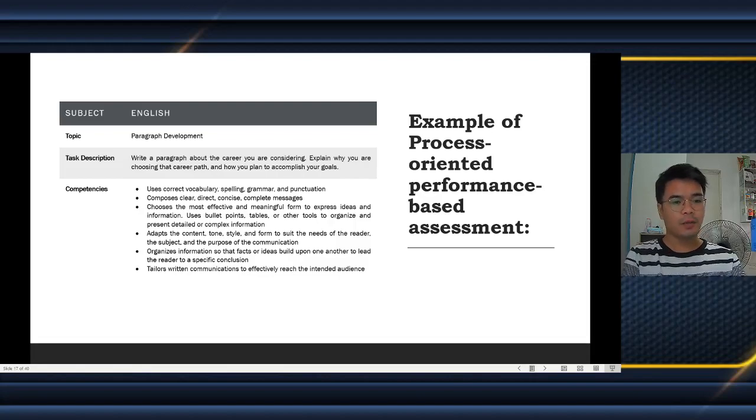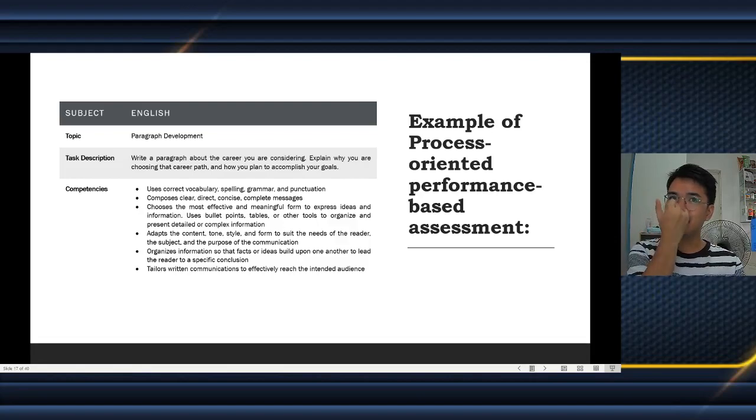All right, so the next slides will show you some examples of a process-oriented performance-based assessment. So this one, paragraph development here in subject which is English, and then the task description is writing a paragraph about the career you are considering, explain why you are choosing the career path, and how you plan to accomplish your goals. So that's the task description of the process-oriented performance-based assessment. Paragraph development. Now, why is it process-oriented?